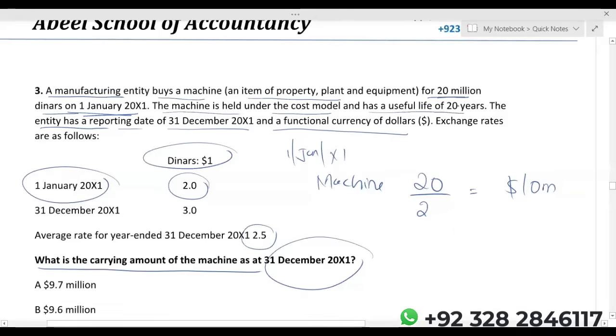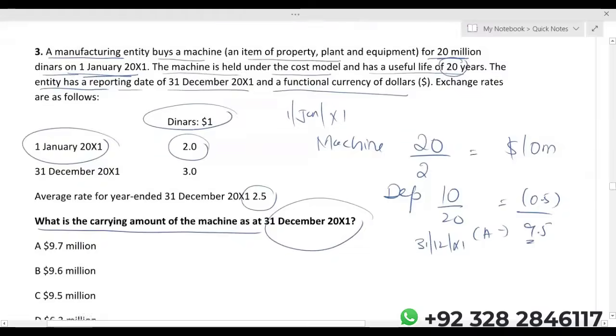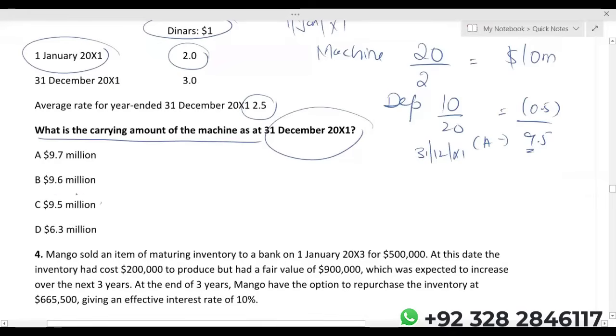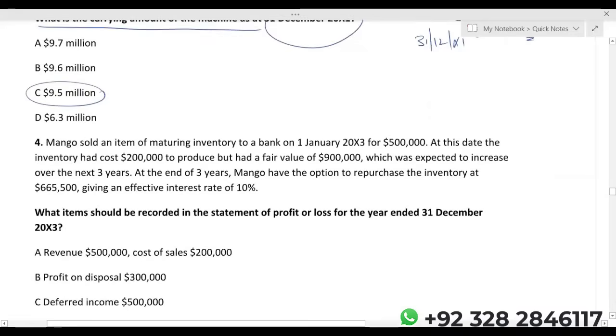They're using the cost model. The life is 20 years. So simply deduct the depreciation. 10 million divided by 20 gives 0.5 million depreciation. So the carrying amount at December X1. Carrying amount means simply net book value. So the net book value of the machine is 9.5 million. So the net book value of the machine is simply 9.5 million.